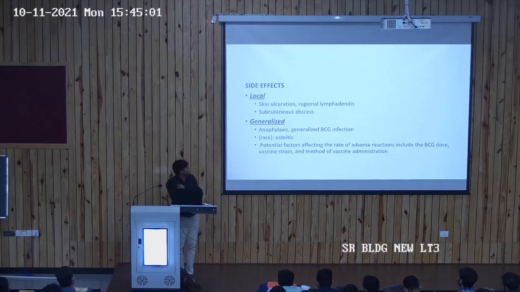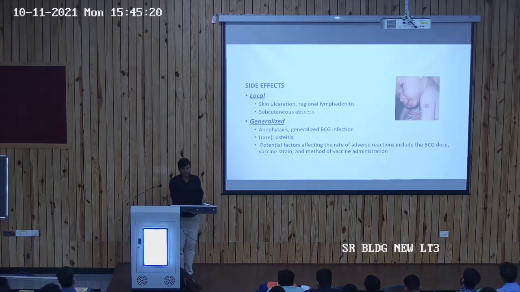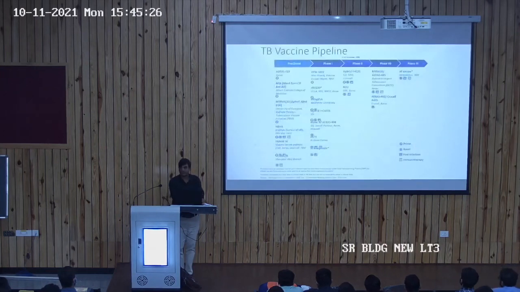These are certain side effects: skin ulceration, regional lymphadenitis, subcutaneous abscess, generalized anaphylaxis, generalized BCG infection. It can lead to osteitis. Potential factors affecting the rate of adverse reactions include the BCG dose, vaccine strain, and method of vaccine administration. All of you would have seen a scar mark on your left arm. There are certain other TB vaccines in the pipeline, but none of them have been approved.